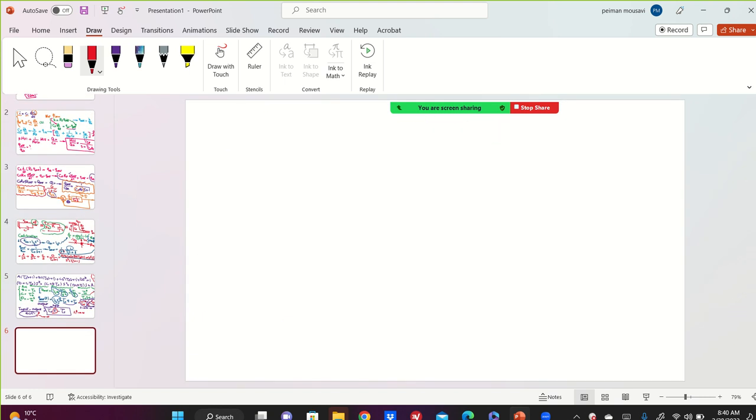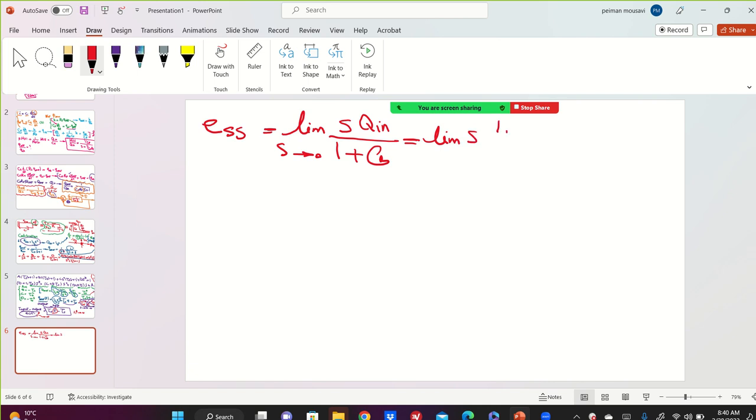So, we have a mathematical proof. ESS is the final value theorem: limit as S goes to 0 of S times Q in over 1 plus G. Your Q in is parabolic, 1 over S cubed. And this is the open loop transfer function, 1 over tau t S. Look at here, the open loop transfer function.